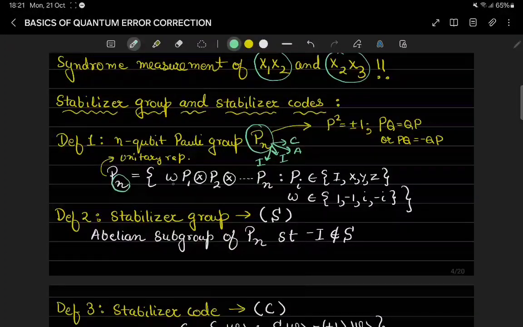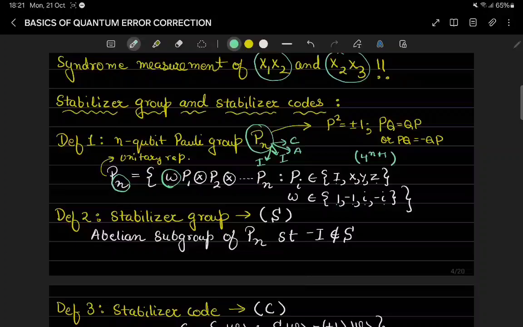Over n qubits we choose these omegas to be powers of i: 1, minus 1, i, and minus i, and then we have P1 take values between I, X, Y, Z. So basically the Pauli operators. All these operators, if you collect them, form a group, and that is called the Pauli group. There are 4 to the power n plus 1 elements in the group.